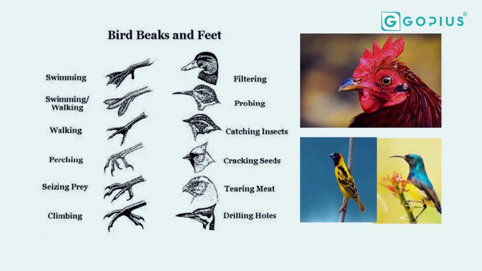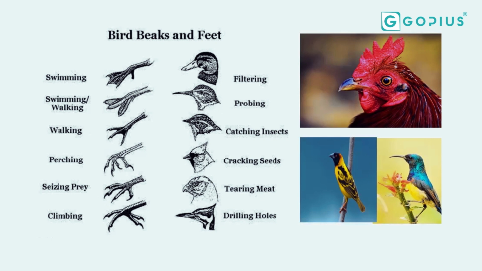Then we have the hawk. We have the hawk and the eagle, which has a sharp pointed mouthpart, which it uses to tear the flesh of its prey. It also has sharp claws for tearing and holding onto its prey.